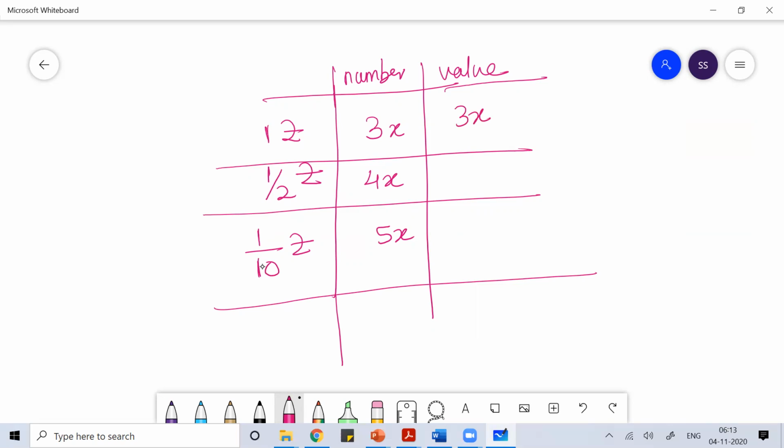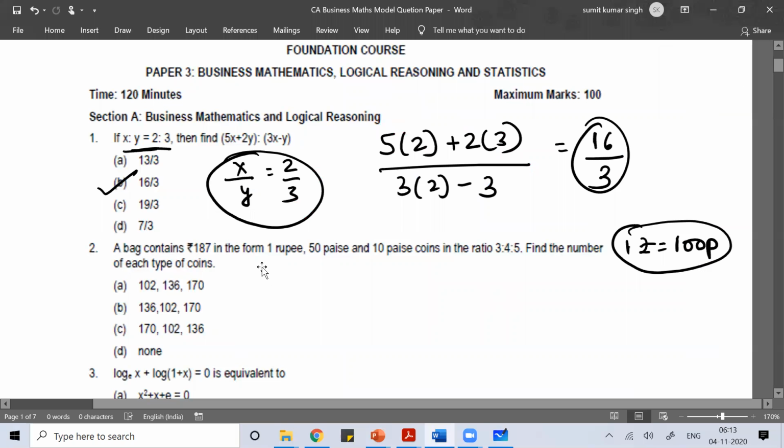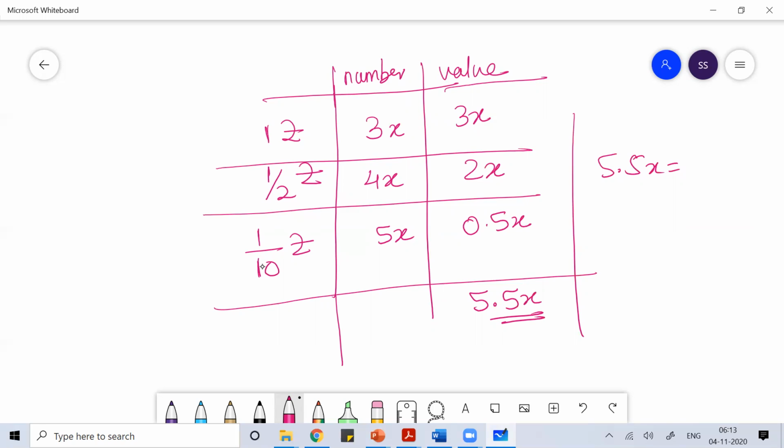The value of this would be 1 into 3x, that is 3x. The value of this would be 2x, and the value of this would be 0.5x. Okay, so 5 divided by 10, that is 1 by 2. So the total would be 5.5x. The value of this is 5.5x, and that 5.5x is given to you as 187 rupees. I'm solving in terms of rupee.